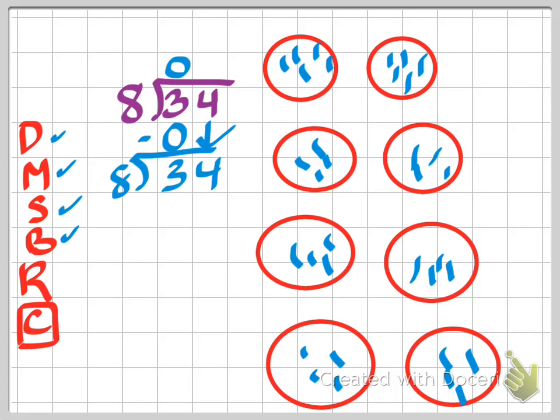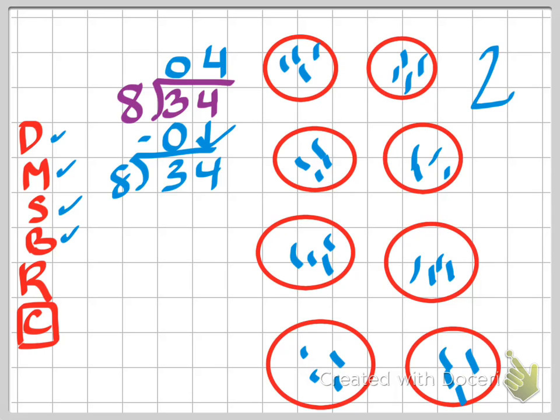Now, there's a problem. They are not equal. These are unequal groups. So I have to back it up a little bit, and then I would have 2 left over with 4 in each group. Okay? So, how many times can 8 go into 34 equally? Well, that would give you 4.